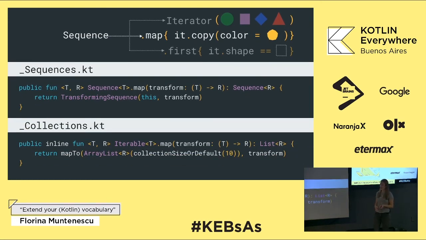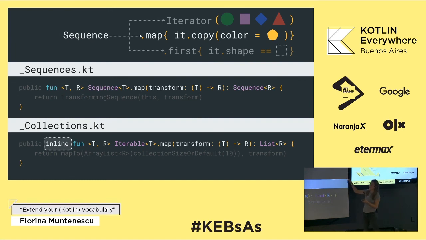Whereas when we're talking about collections, we have a map of a transformation, but here, instead of storing it, we're just creating a new array list where this transformation is applied directly. So one interesting thing to look at is the fact that collection operations are actually inline functions, because on collections, we're just applying directly that transformation. Whereas for sequences, we're storing that transformation.